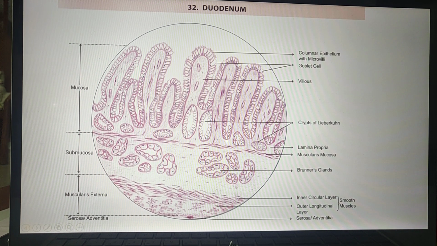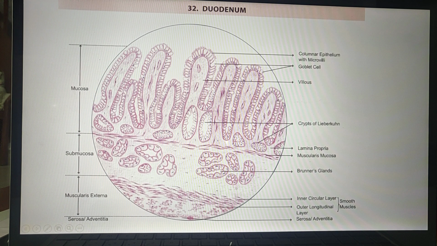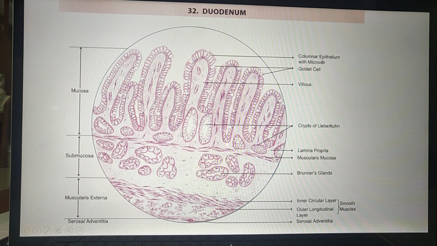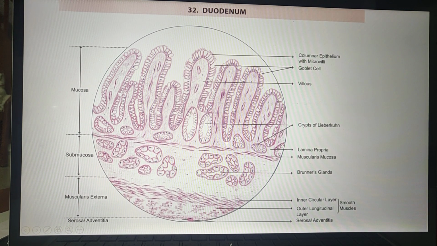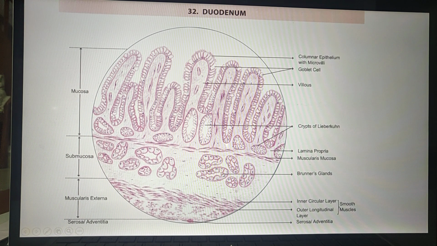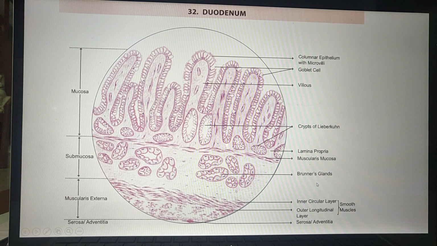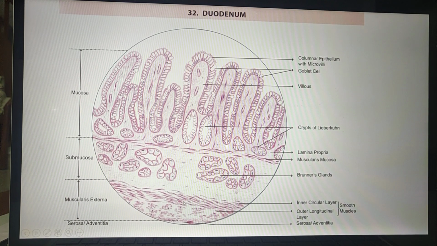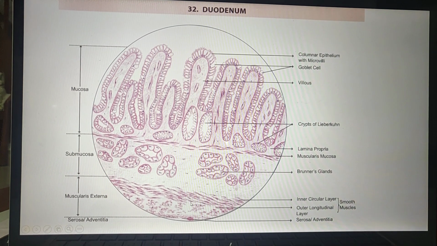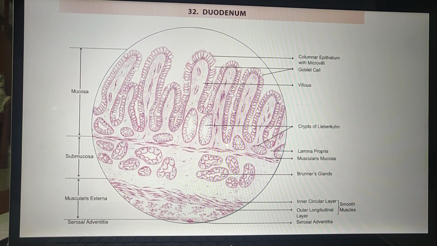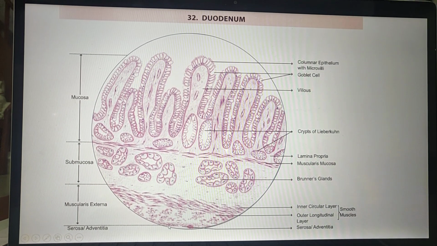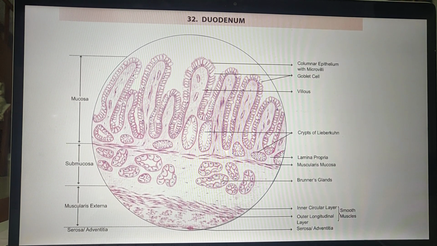Normally inside the jejunum and ileum the glands lie inside the mucosa, but inside the duodenum the glands mostly lie inside the submucosa, and this gland is called the Brunner's gland. An inner circular layer and outer longitudinal layer, only two layers, while inside the stomach there are three layers, we already discussed. And serosa, which is covered mainly by the peritoneum.